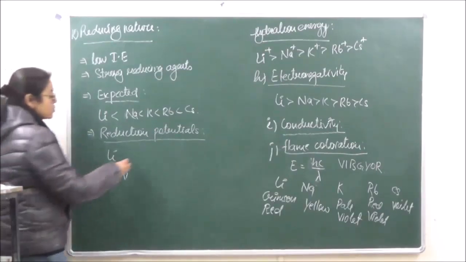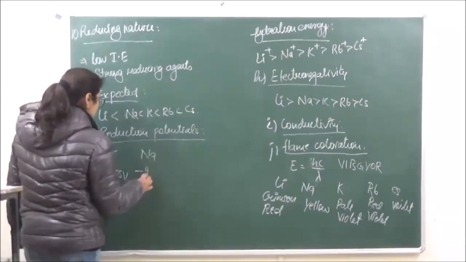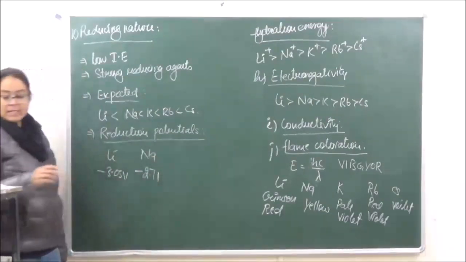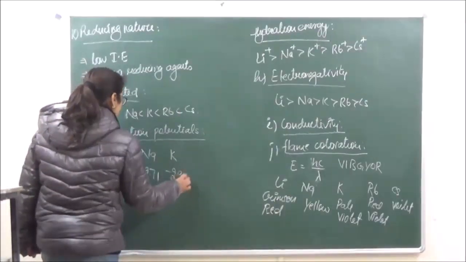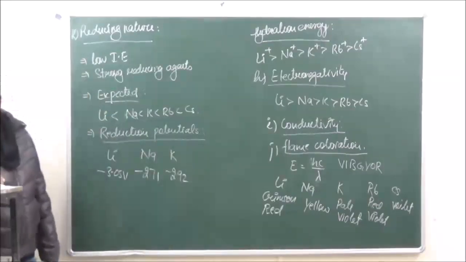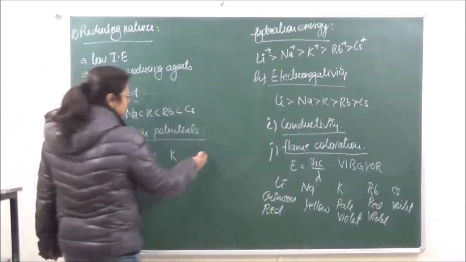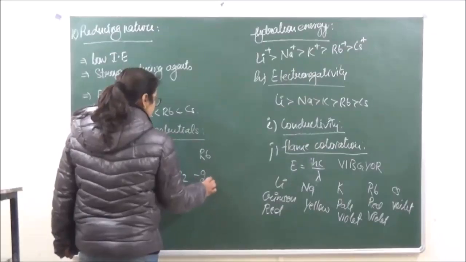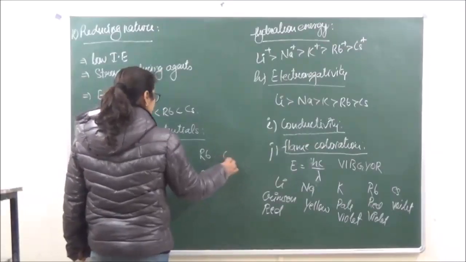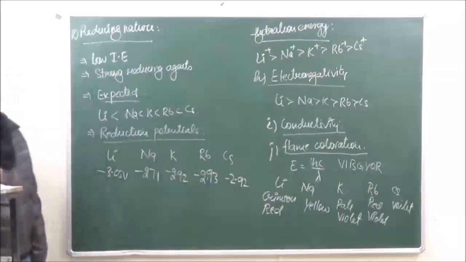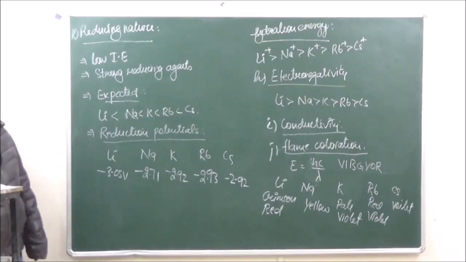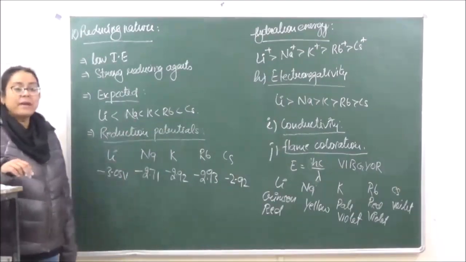फिर उसके बाद we have sodium minus 2.71, then we have potassium minus 2.92, we have rubidium minus 2.93, and we have cesium which also has minus 2.92. Now what is happening over here such that the reduction potentials are opposing the expected trend?